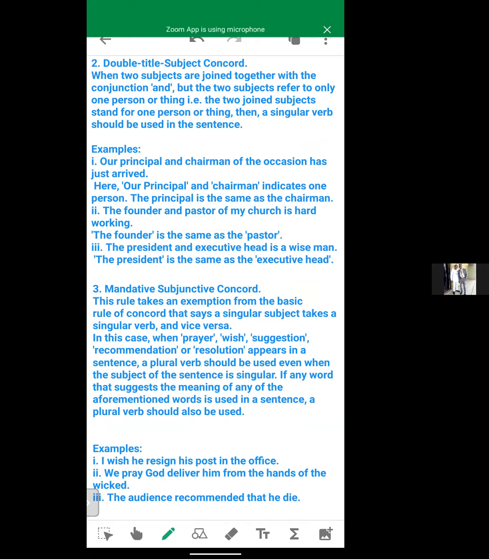All right, when two subjects are joined together with the conjunction and, but the two subjects refer to only one person or thing, that is, the two joined subjects stand for one person or thing, then a singular verb should be used in the sentence. For instance, I'm an English teacher in JCSF. And also, I might be the coordinator. So I am an English teacher, and also I'm a coordinator at JCSF. So in that case, the two terms are describing me. So they are still talking about me, myself. Which means one singular verb must be used for me and not a plural verb.